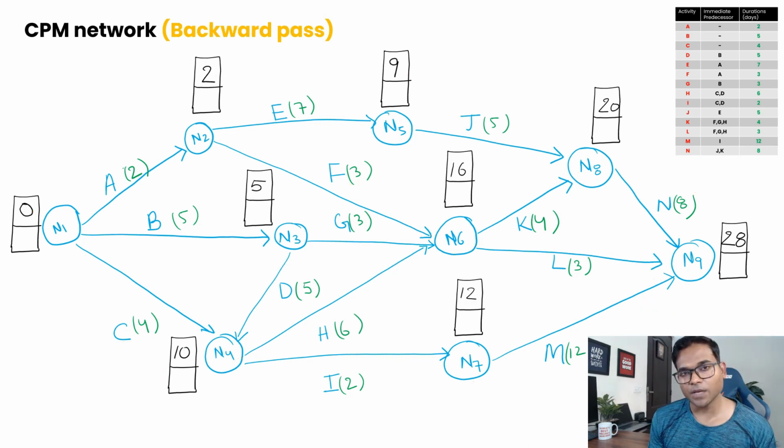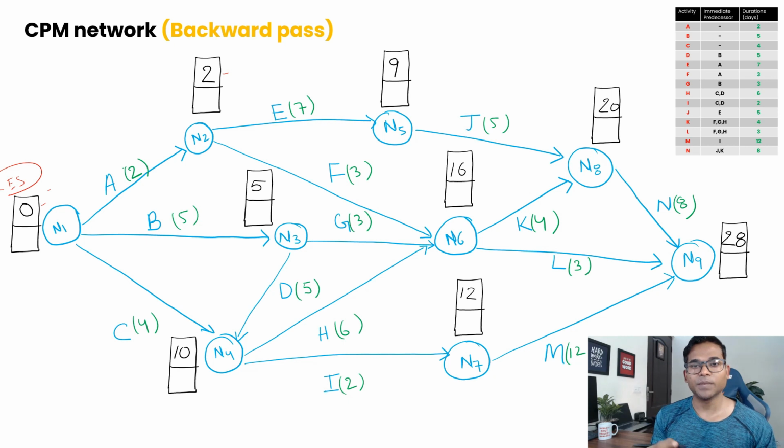In the previous slide we have already calculated the forward pass. I have kept all those forward pass calculations here for our reference. If you see here, I have just kept 0, 2, 3, 2, 9, 20, basically all the upper half, which is your early start duration. So I have kept all those here. Now let's do the backward pass calculation.